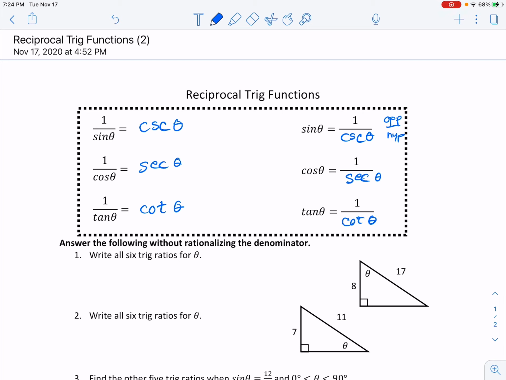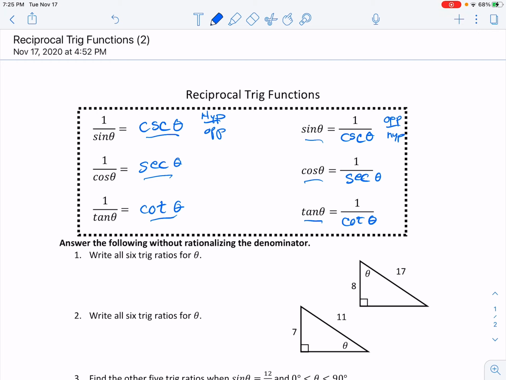So this is opposite over hypotenuse. The cosecant is hypotenuse over opposite. All right? These 6 trig functions, cosecant, secant, cotangent, sine, cosine, tangent, we ask for all the time. Find all 6 ratios of the triangle. Okay?